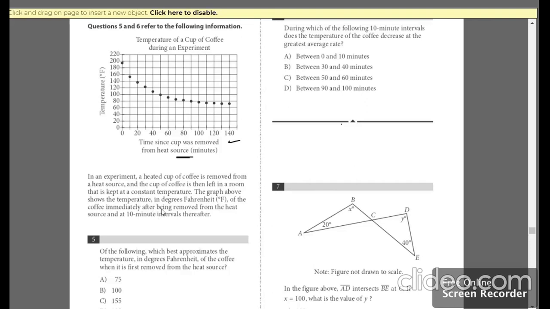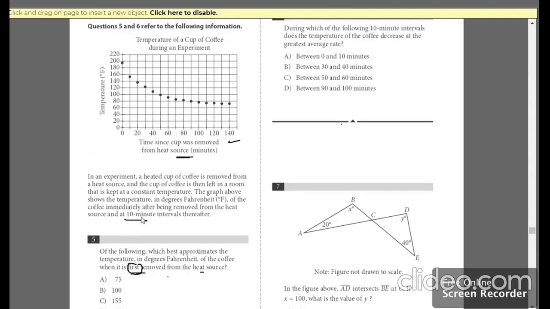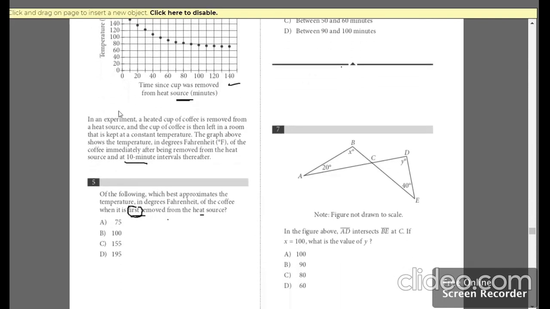Now coming back to this one, the readings are at 10 minute intervals after being removed from the heat source. So what is the question saying? Question 5 is, which of the following best approximates the temperature in degrees Fahrenheit of the coffee when it was first removed from the heat source? So this is very important. First removed, so it means horizontal will be 0 at the y-intercept, on the vertical it is closer to 200, that is 195. So first removed was 195, that is our answer.